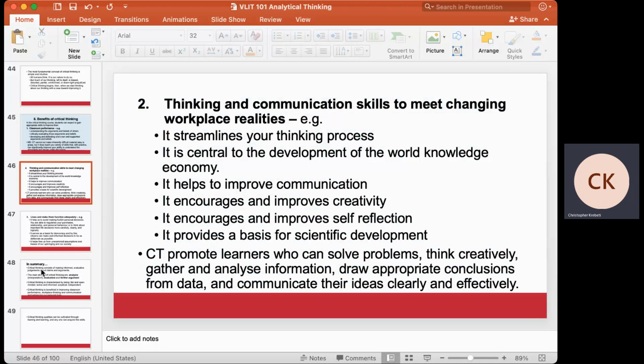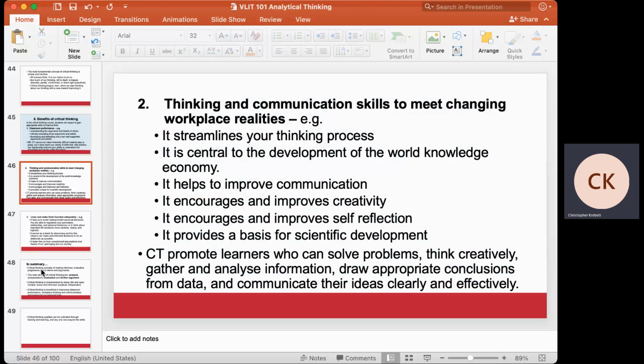So to succeed effectively, you need to begin to know some of these things and how to work along with them. So it streamlines your thinking process. Critical thinking does that for you so that you'll be able to think effectively and communicate effectively in the workplace. That is why when you are looking for any job today, one of the skill requirements is: can you think critically? Do you understand analytical thinking?